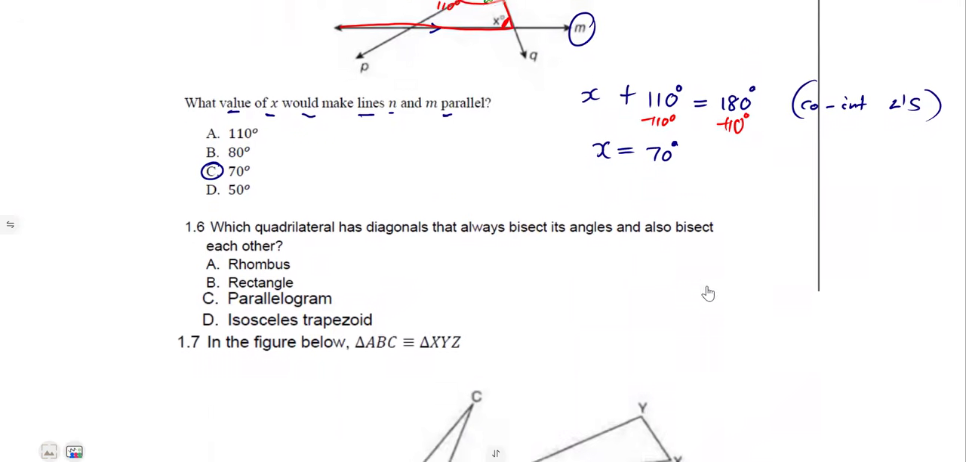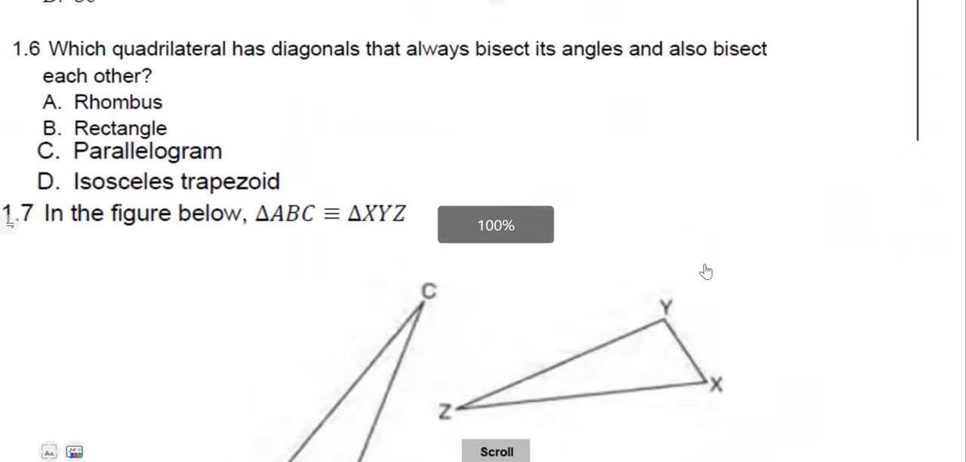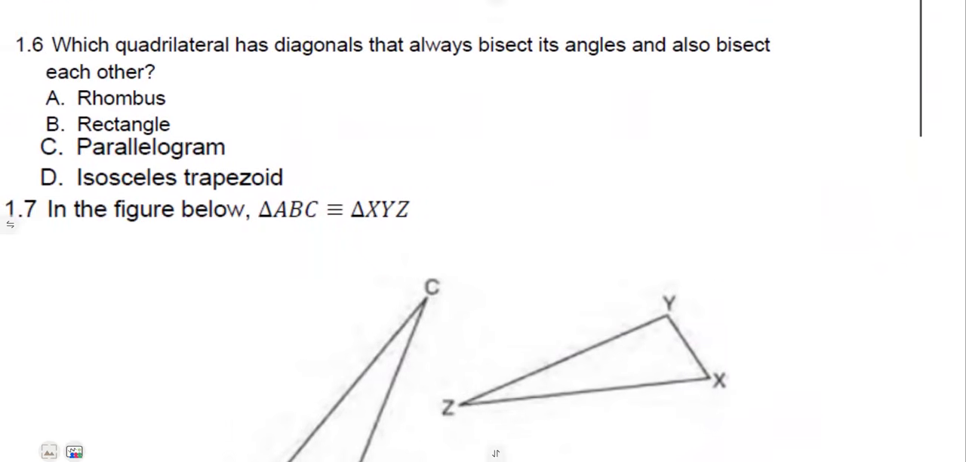All right, so let's consider question 1.6. Which quadrilateral has diagonals that always bisect its angles and also bisect each other? All right? So there is a rhombus, a rectangle, a parallelogram, and an isosceles trapezoid. So it's all about the properties that we have, but the best answer there was going to be a rhombus.